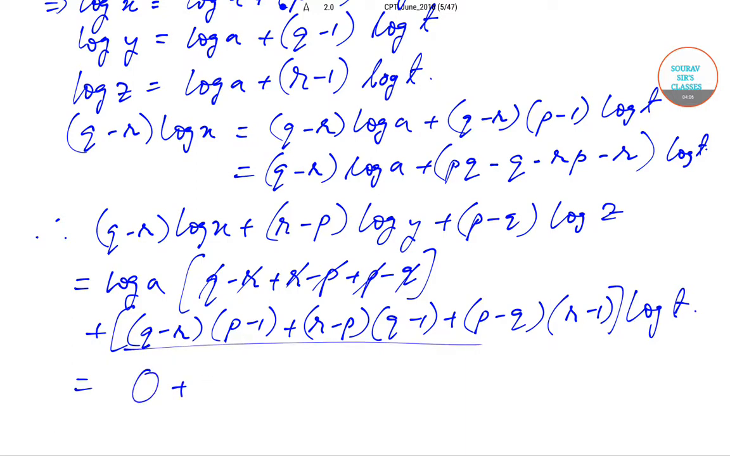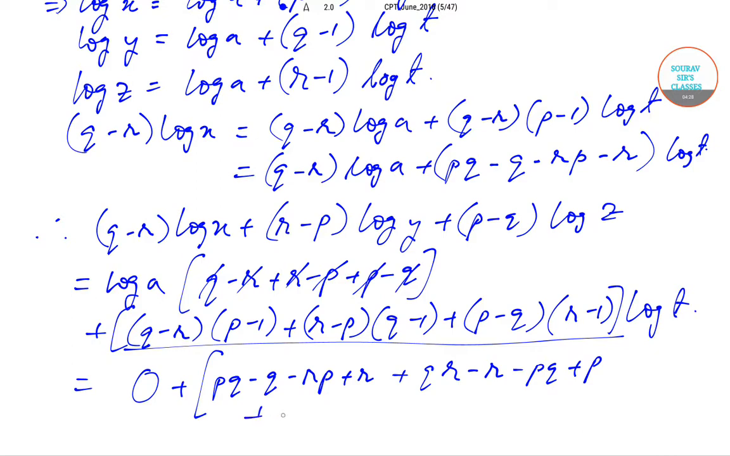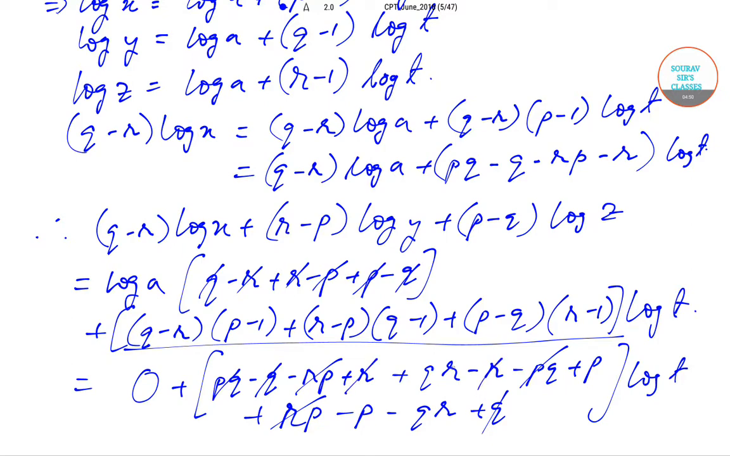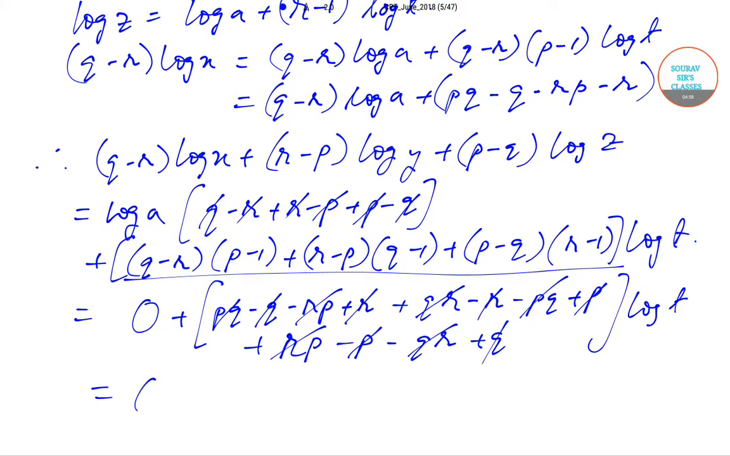And now we are concerned with only this part. If you multiply this entire thing, this will be pq minus q minus rp plus r. This is the first part, and the second part will be qr minus r minus pq plus p, and then we have rp minus p minus qr plus q, and this entire thing will be multiplied to log of t. As you can see over here, pq and minus pq cancel, minus q and plus q cancel, minus rp plus rp cancel, plus r minus r, minus p plus p, all these things cancel out. Ultimately we have 0 into log of t, and the answer is equal to 0.